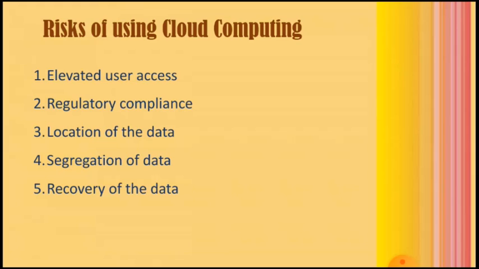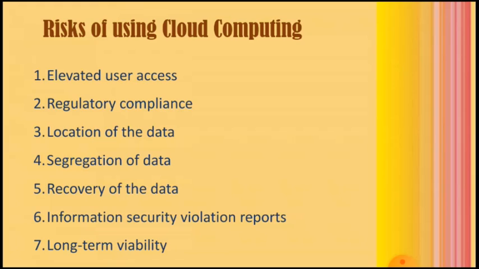Next one, recovery of the data. If something goes wrong, the availability of the services and data without any disruption is not possible. Application environment and IT infrastructure across multiple sites are vulnerable to a total failure. Sixth one, information security violation reports. Due to complex IT environment and several customers logging in and out of the host, it becomes difficult to trace inappropriate and illegal activities. Seventh one, long-term viability. In case of any major change in the cloud computing service provider, the service of cloud computing will be stopped.